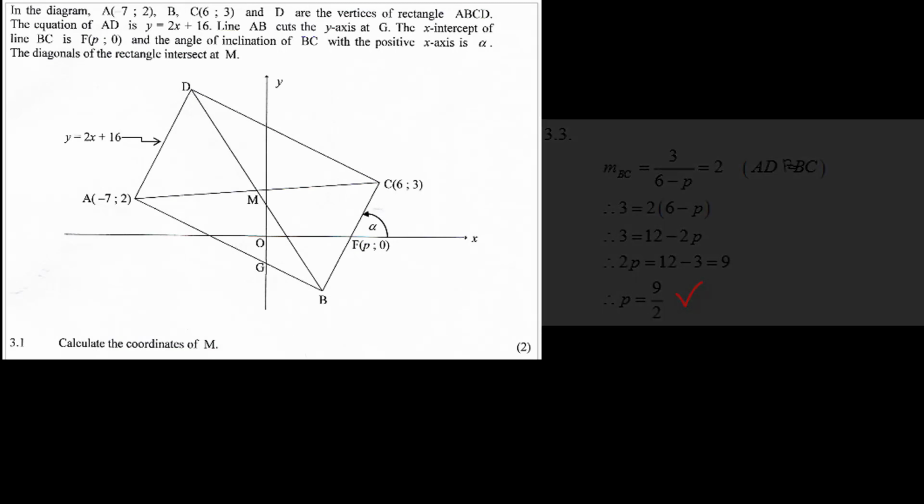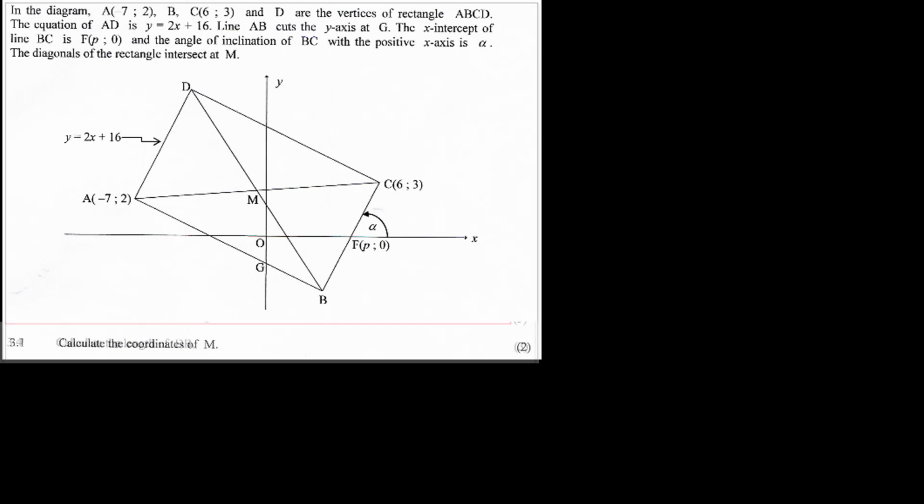We're given that the gradient of AD equals 2. This is because of the formula. And now because ABCD is a rectangle, the gradient of AD equals the gradient of BC. Therefore, 3/(6 - P) = 2, or 3 = 2(6 - P), or 2P = 12 - 3, or P = 9/2.